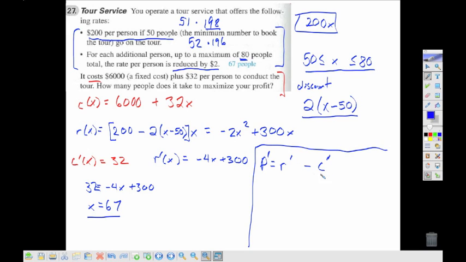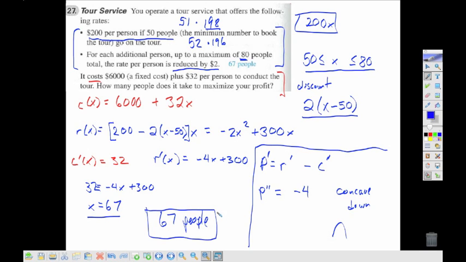If we want to make sure that there's a maximum, then we can look at the second derivative and use the second derivative test. So looking at our second derivative, we could take the derivative of r prime, which is negative 4, minus the derivative of c prime, which is 0. Notice that this is always concave down, which is telling us this point would have to be a maximum. So 67 people is the number that would maximize our profit.